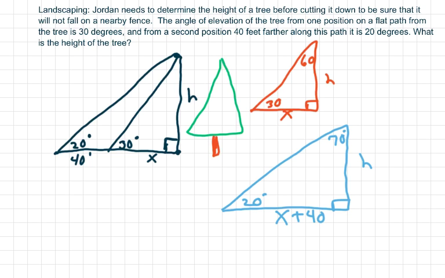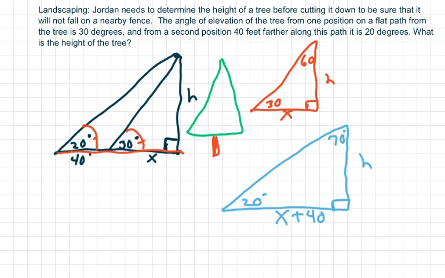The angle of elevation from her position on a flat path, this path right here, is 30 degrees. So that's your angle of elevation. And then she walks 40 feet further and gets an angle of elevation of 20 degrees.